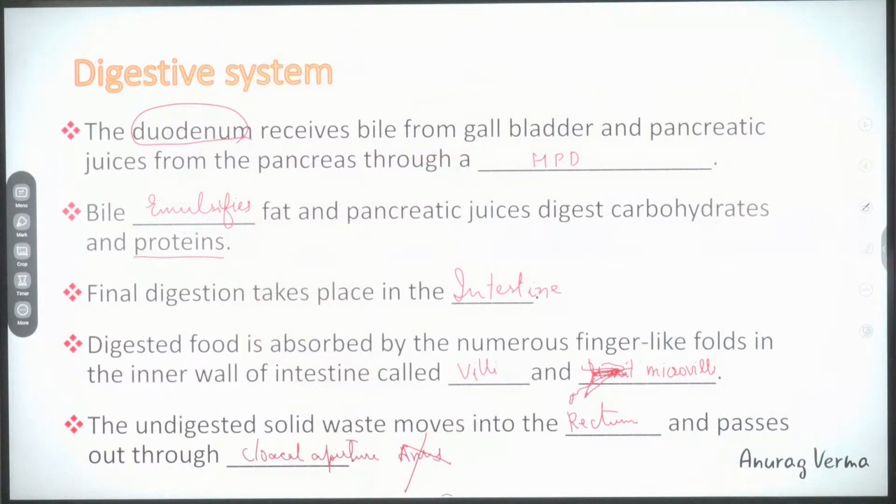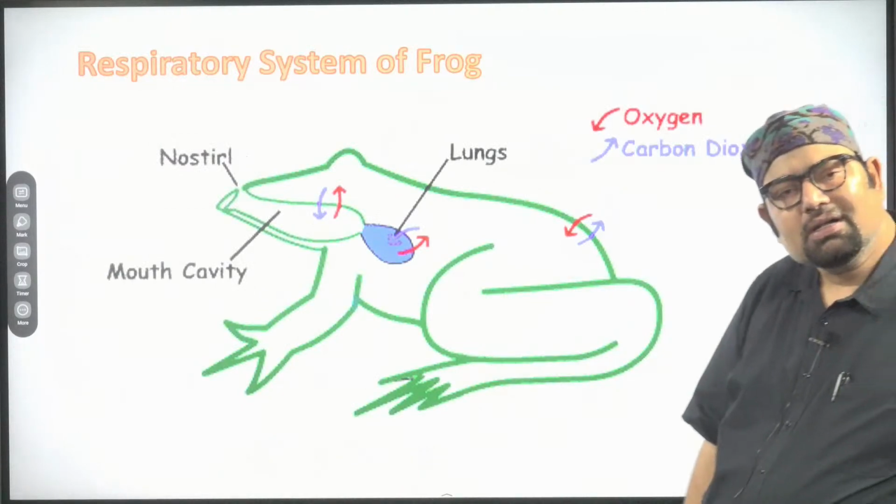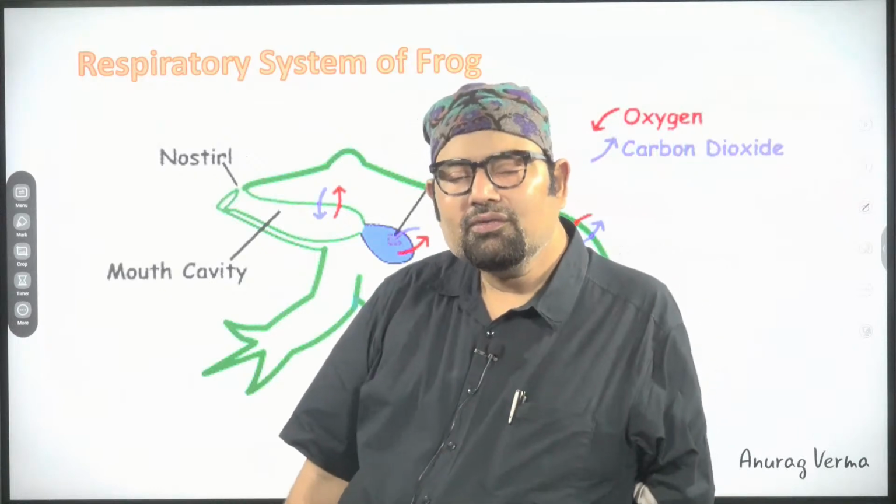Bile emulsifies fats and pancreatic juice digests carbohydrates and proteins. Final digestion takes place in the intestine. Digested food is absorbed by the numerous villi and microvilli both. These are the projections which increase the surface area. The undigested solid waste moves into the rectum and passes out through the cloacal aperture. Well, that's simple. So that's a simple thing about the digestive system of frog.